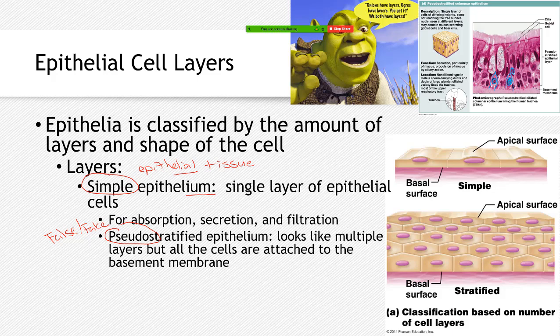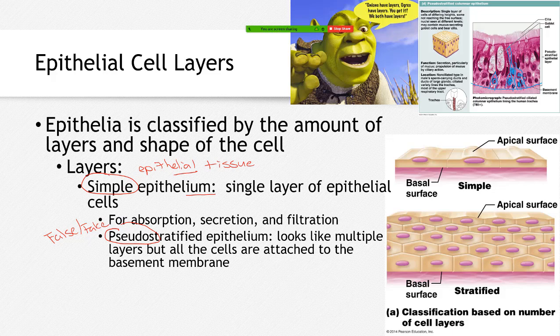So it looks like there's multiple layers, but in actuality, even though the nucleus is higher up, it's just a cell that's kind of squished like this. So it's still touching the basement membrane here. Okay, so that's why it looks like there's multiple layers, but in reality, it's just one single layer of cells. They're all touching the basement membrane. So this is the pseudostratified epithelium.